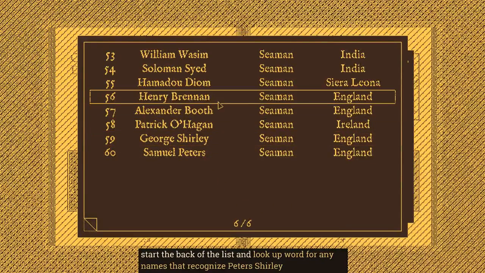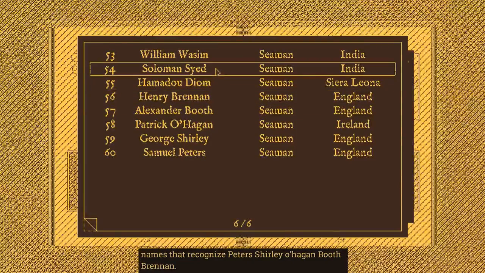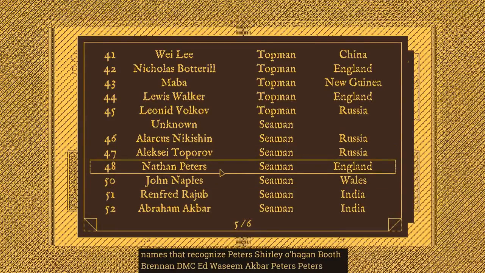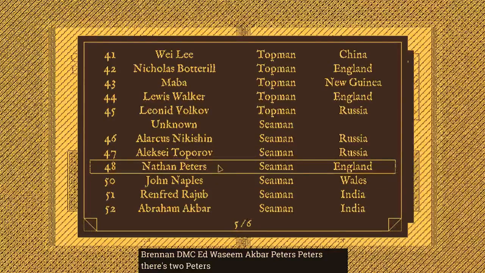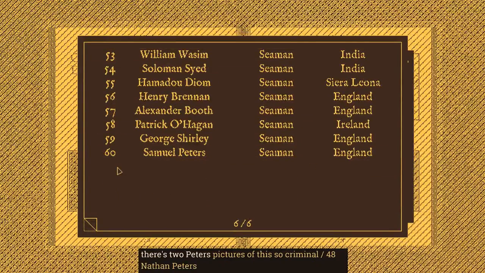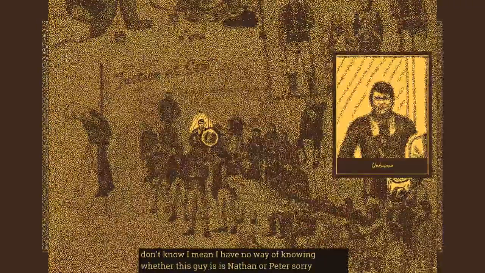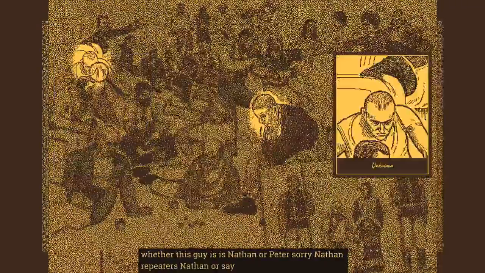Peters, Shirley, O'Hagan, Booth, Brennan, Diom, Syed, Wasim, Akbar, Naples, Peters. There's two Peterses. So crewman number 48, Nathan Peters, and crewman number 60, Samuel Peters, are both seamen from England. So I have no way of knowing... Oh, there's our exit door opening. But I have no way of knowing whether this guy is Nathan or Samuel Peters.